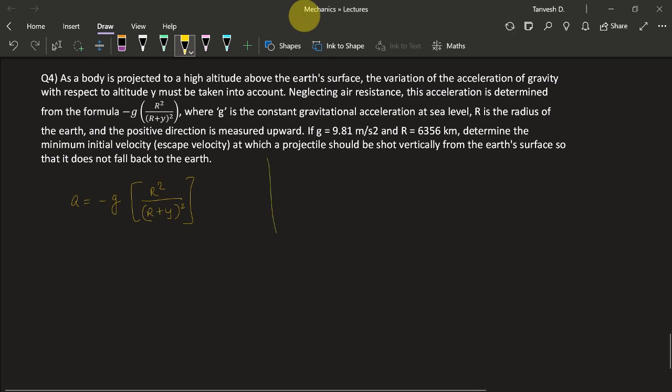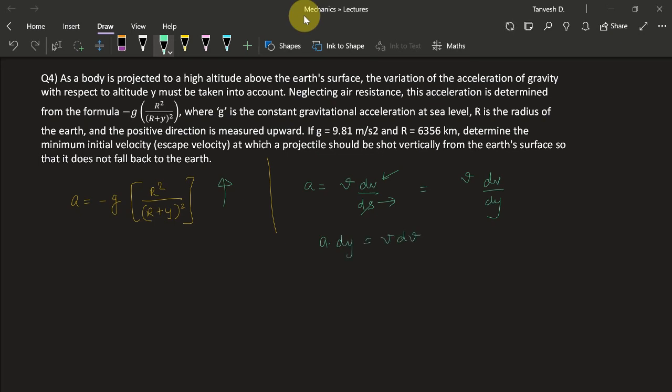And we know one more equation of acceleration, which is a is equal to v into dv by ds, where this s is nothing but the distance along which this velocity is acting. Here in our case, acceleration is given in terms of y. y is the distance measured upwards. So here this equation will become a is equal to v dv by dy. So what we can do? We can take this dy on the other side. a into dy is equal to v dv, and we can integrate both of them. So let us do the same thing.